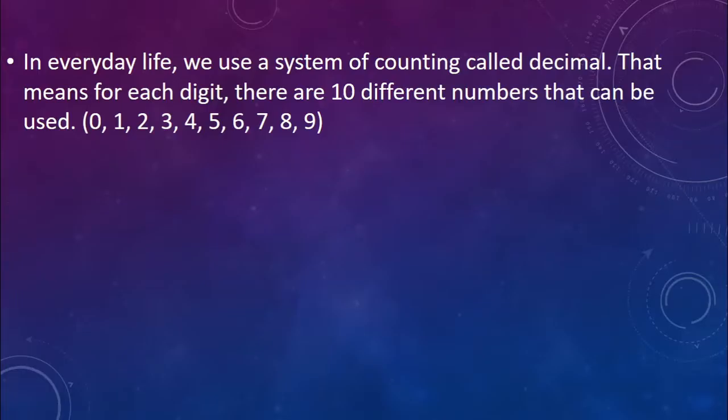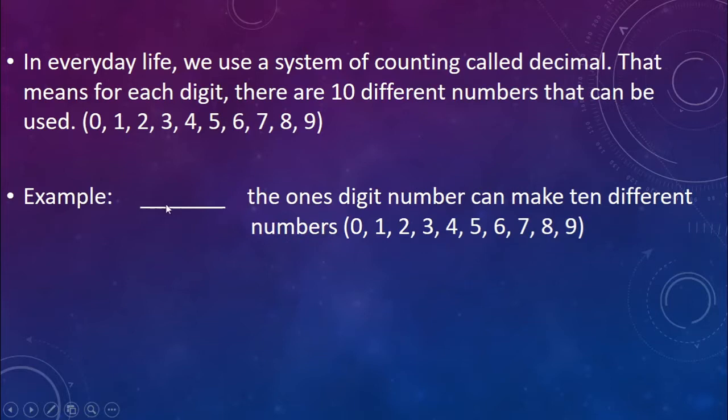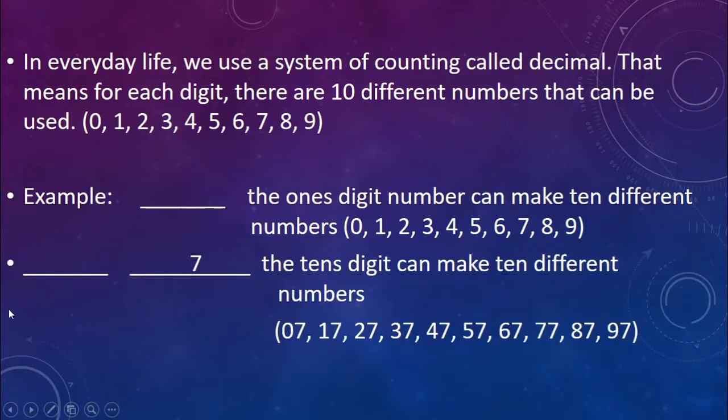In everyday life, we use a system of counting which we call decimal. So that means for each digit of a number, there's 10 different numbers you could put in there, 0 to 9. So, for example, if you've got a one-digit number, that one digit can be made of 10 different numbers. And if you've got a two-digit number, let's say the first digit here is a 7, well, this blank digit here could make 10 different numbers depending on which number you put in for that digit.